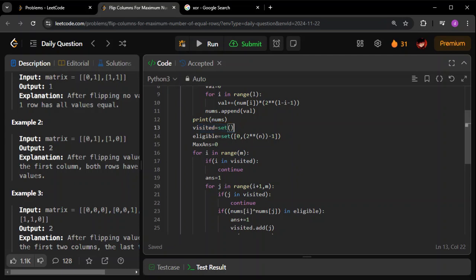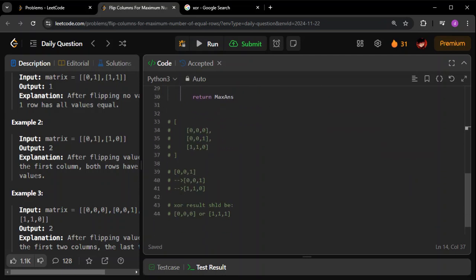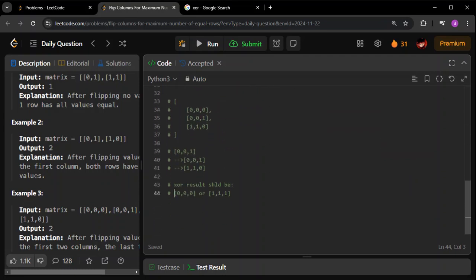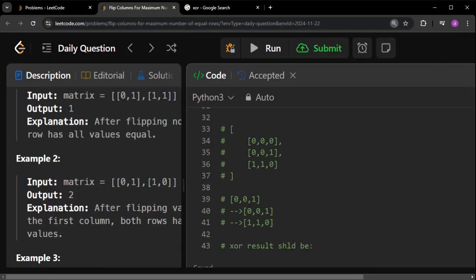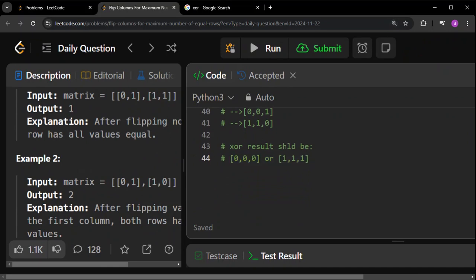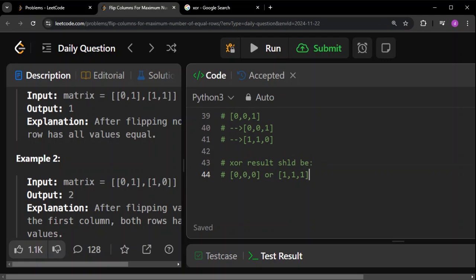And then I'm declaring an eligible set. What is that? It will tell me the eligible values of the XOR result. In this case, if you see, we have only two eligible values. The XOR result should be among them for two numbers; only then will we conclude that those two numbers are following the same pattern. I've already given a detailed explanation on why these two numbers come, and I don't want to go through that again.